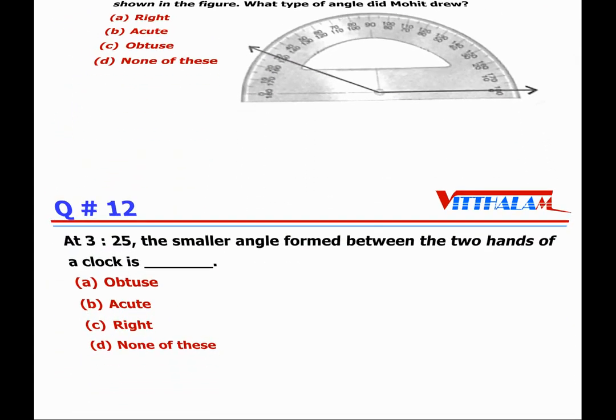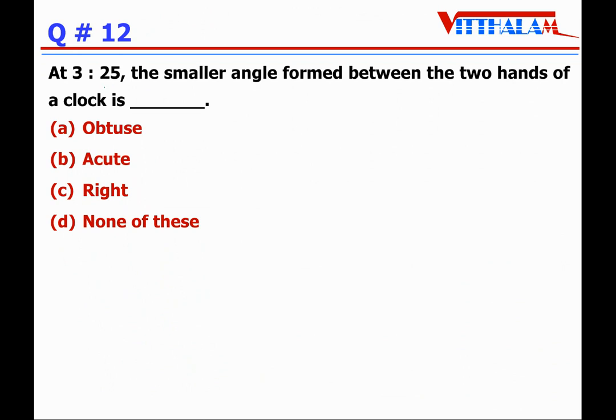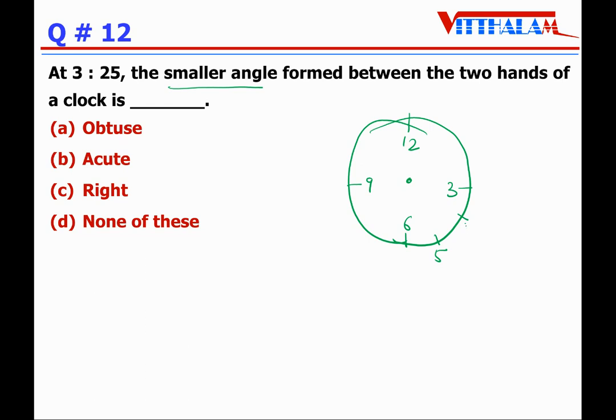Next. At 3:25, the smaller angle formed between two hands of the clock. So first let me draw a clock. Say this is 12, this one is 3, this one is 6 and 9. So 3:25, let me draw 5 here and 4 here. The minute hand will be somewhere here. The hour hand will be somewhere between 3 and 4, towards 3. So smaller angle means this.